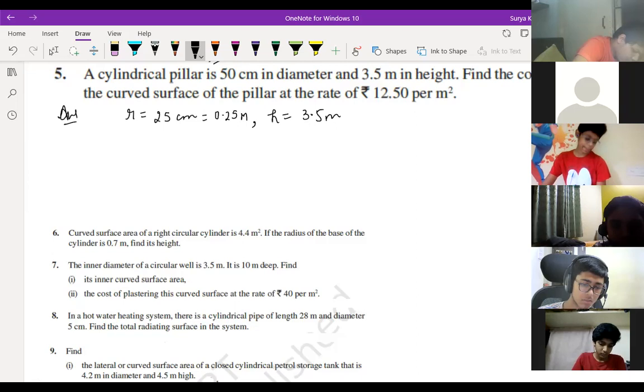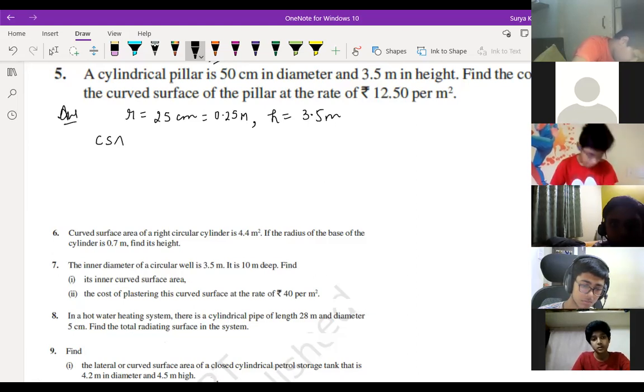Yes, sir. And here you have to find the cost of painting the curved surface area of the pillar. So the CSA of the pillar, or you can write here cost of painting also. I'll write here completely, in one line only, children. You can do in another way also. First you find CSA, then you multiply with the rate. I'm just doing it here in a single line.